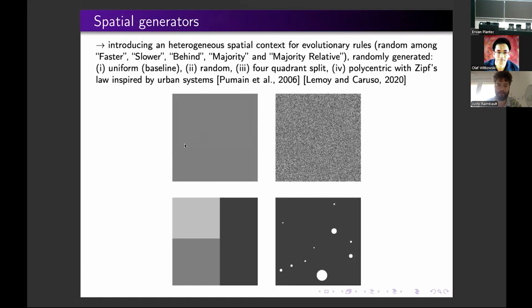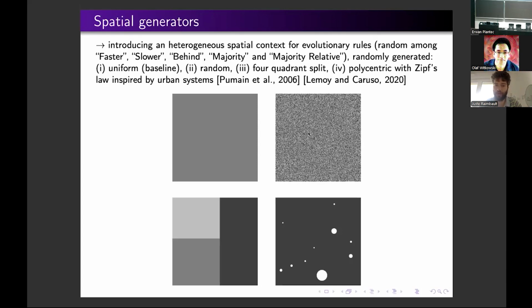And for this, in different regions of the space, you will have a rule applied for the transmission. We take the rule among a few, not all: the faster, slower, behind, majority, and majority relative. And the rule chosen is generated through different spatial generators. The baseline is just a uniform space, the first one. In the picture, the level of gray corresponds to one rule. We have 5 rules, so it's 5 levels of gray.